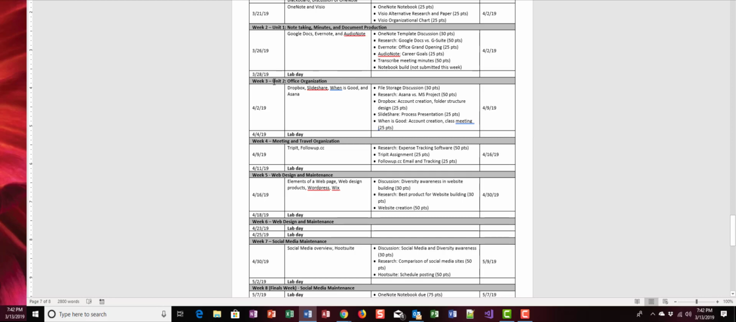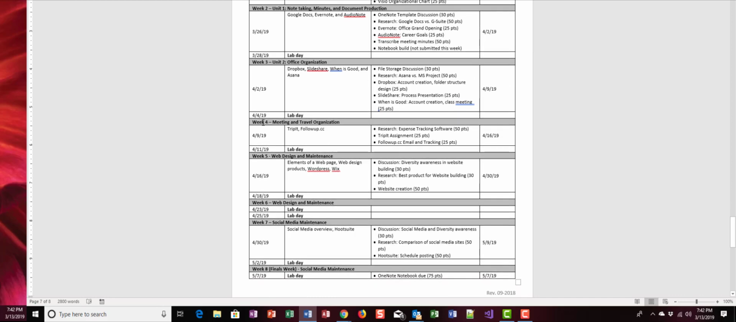So then we're going to move over to Unit 2, Office Organization. We're going to talk about Dropbox, SlideShare, When is Good, and Asana. And then here's our assignments. Those are due the following Tuesday, the 9th. Notice that Thursday is a lab day. Then we're going to meet on the 9th, talk about meeting and travel organization. We're going to talk about TripIt and followup.cc. We have some assignments here that are due the following Tuesday.